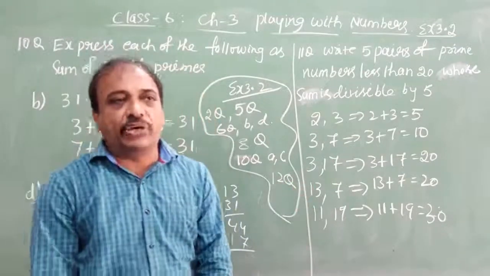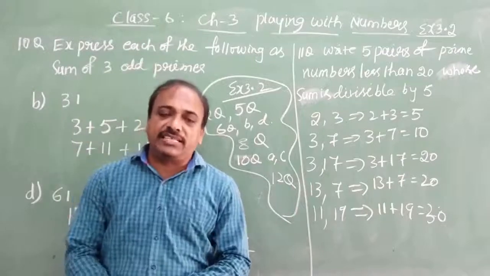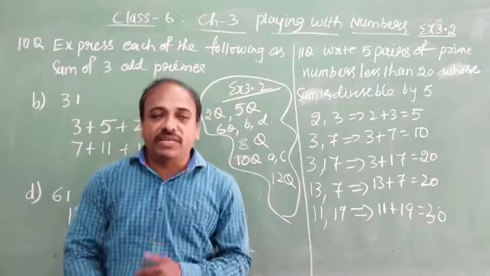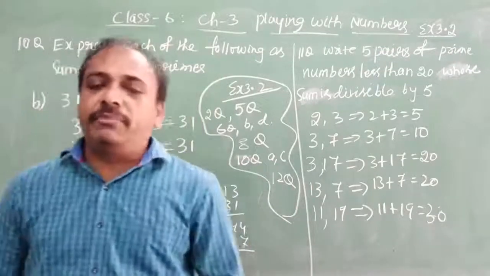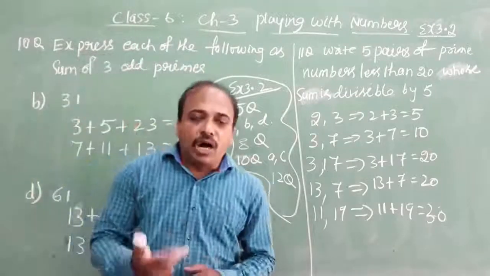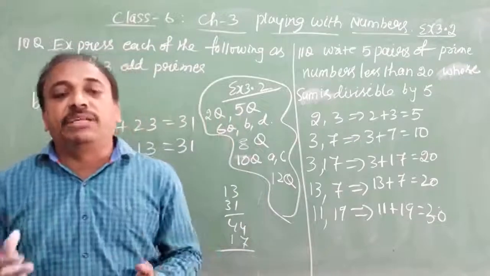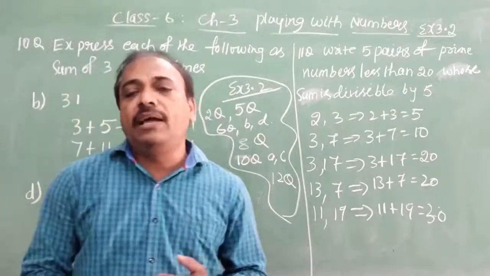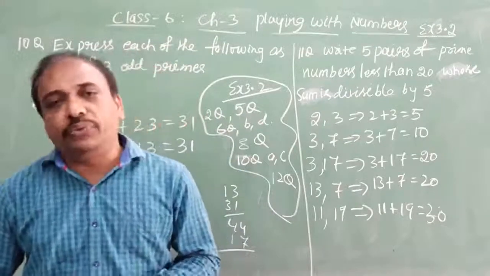I hope it is clear to you with this, exercise 3.2 is over. So we have discussed what prime numbers are, what composite numbers are, what even numbers and odd numbers are, and how to identify prime numbers by using the sieve of Eratosthenes, and exercise 3.2. Thank you.